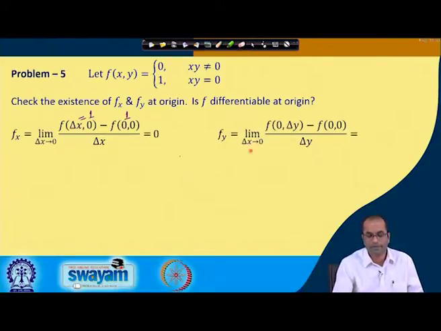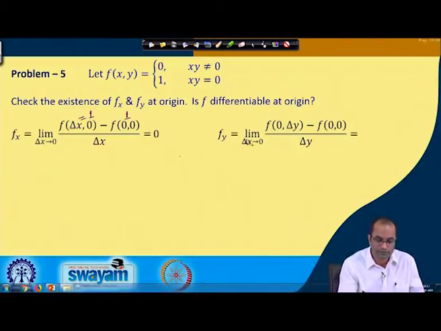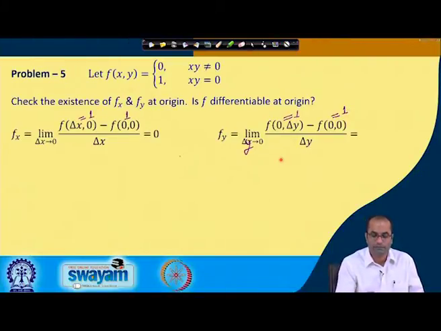Similarly, for f_y, we take delta y to 0 of f(0, delta y) minus f(0, 0) over delta y. In this case again this is 1 and this is also 1. So we have 1 minus 1, again 0, as the partial derivative of f with respect to y at the origin.